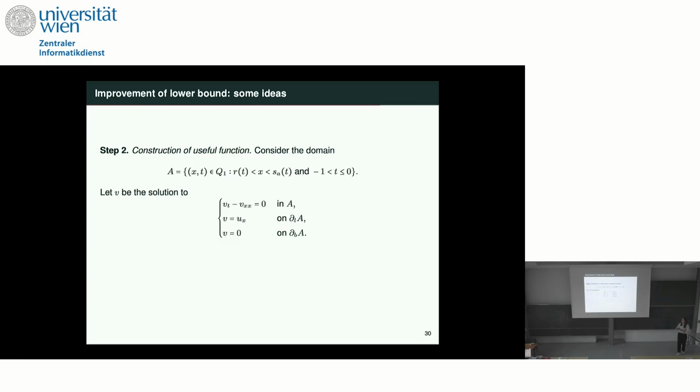So we use a barrier, okay? We call this A. Over here, we define a function that is a solution to the heat equation. It is equal to u_x on the boundary, and it's 0 on the bottom, okay? And this is what we want to be very close to u_x. Now, since V on the lateral boundary satisfies these bounds, we can show, okay, so I'm going to skip the details here, we can show that the infimum, a little bit more inside, is bounded below.